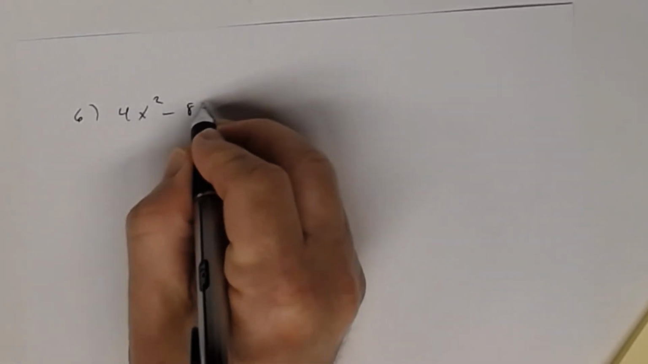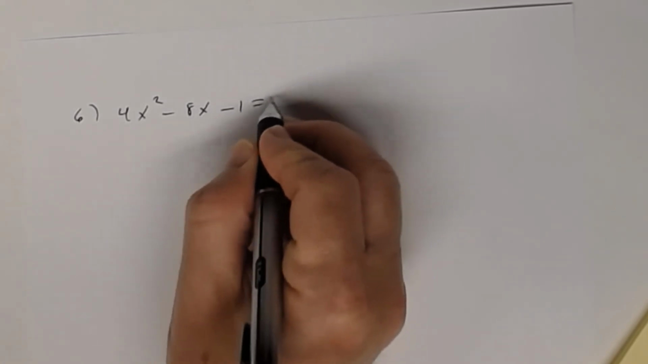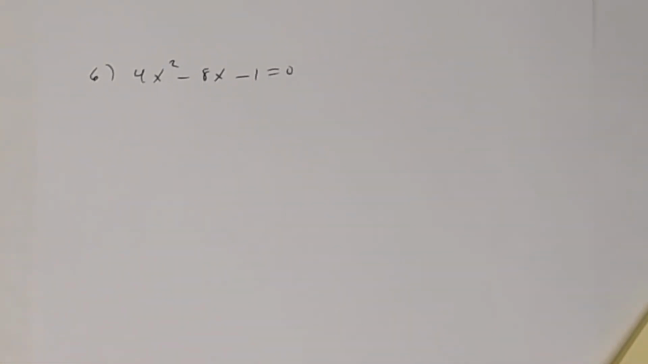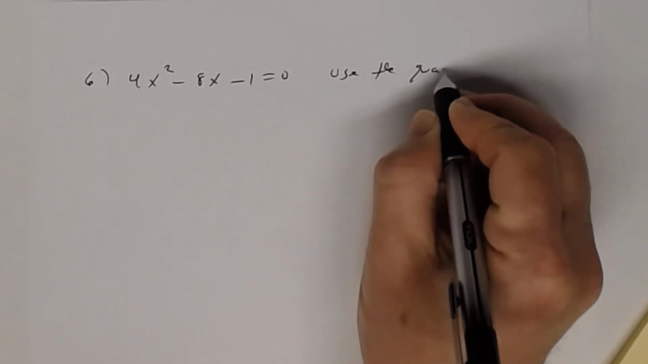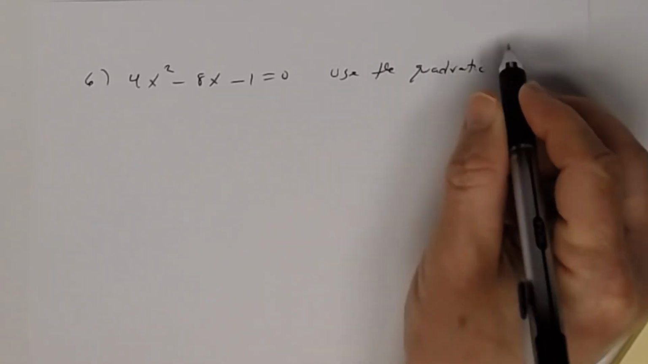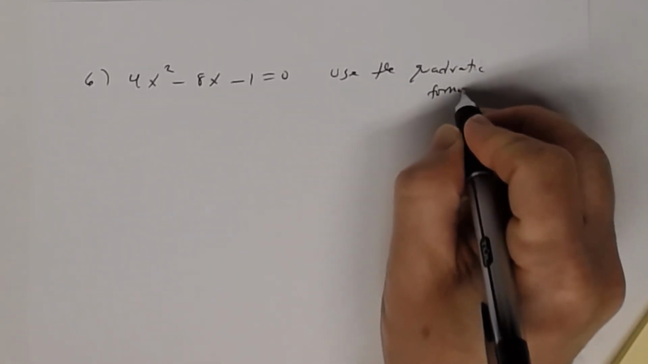So let's look at number 6. In number 6, you have 4x squared minus 8x minus 1 equals 0. Now the direction says use the quadratic formula. So always follow directions. Use the quadratic formula.